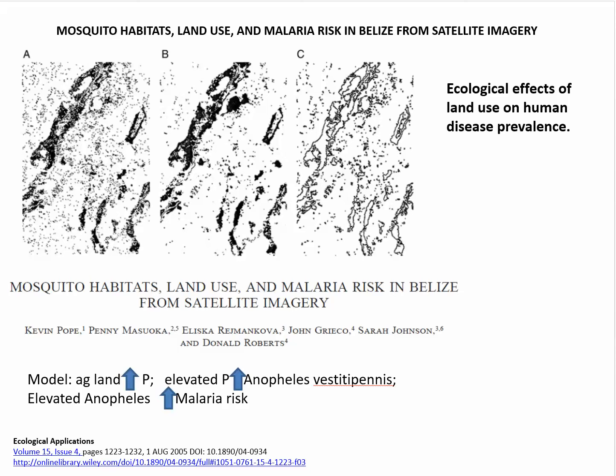This is a study that Lishka Remenkova, who's at UC Davis, has been involved with. It was again one of those things funded by the Ecology of Infectious Diseases program. This is an early paper from 2005 out of Ecological Applications where they're doing land use satellite imagery work in Belize, looking at Anopheles vestipennis, a mosquito that carries malaria, and found that these mosquitoes preferentially favored phosphorus-rich wetlands, and that phosphorus-rich wetlands are being created by agricultural runoff.